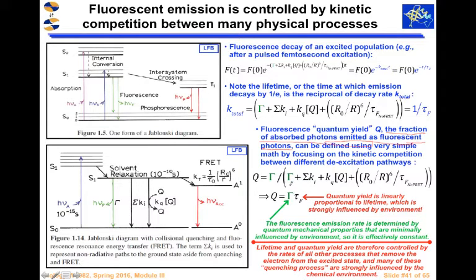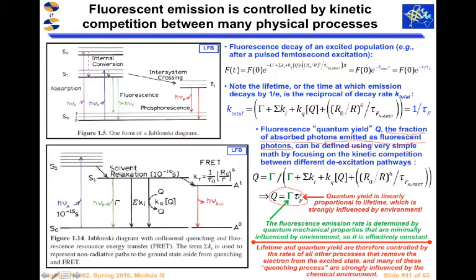Now, to solve simple real-world problems, you will need to know basically this equation and just one other equation, which is that the quantum yield is equal to the fluorescent emission rate constant times the lifetime.